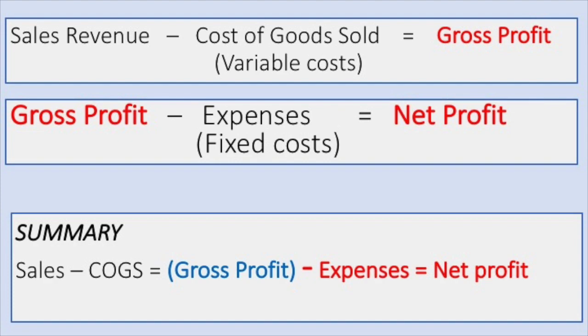Gross profit and net profit will be expressed as currency, so pounds or euros or dollars. But gross profit percentage, net profit percentage, to calculate those, you just take the gross profit and divide it by the original sales. Multiply by 100, that's your gross profit percentage. Net profit divided by the original number of sales, the value of the sales, multiplied by 100 is the net profit percentage.